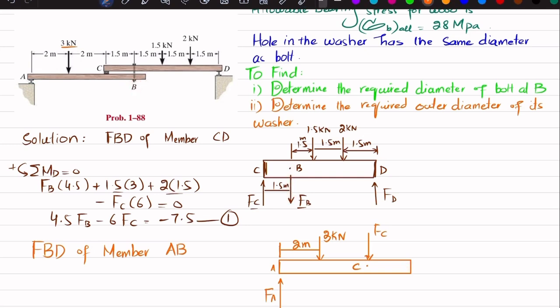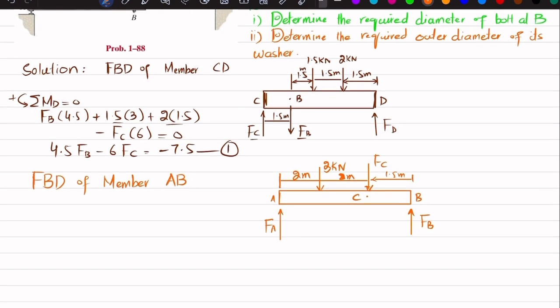Let this point be your point B. So here it will be upward, FB. And the distance between these two forces is 2 meters, and from C to B it is 1.5 meters. Now we will apply the equation of equilibrium: the sum of all moments about point A is equal to 0, taking the counterclockwise moment as positive.